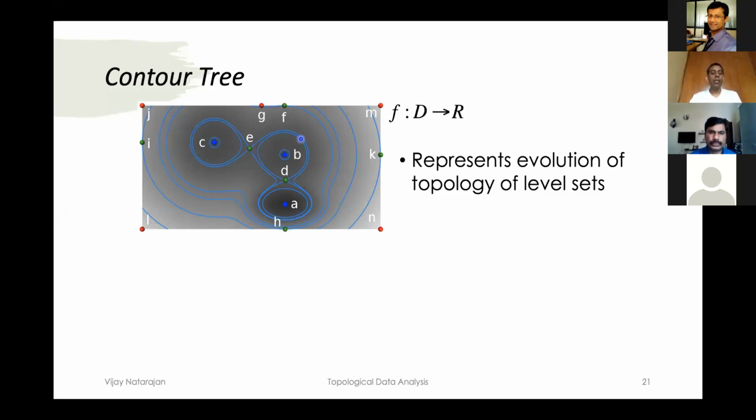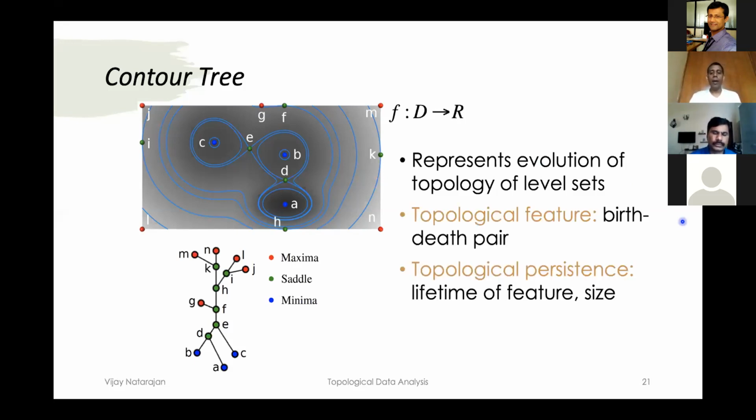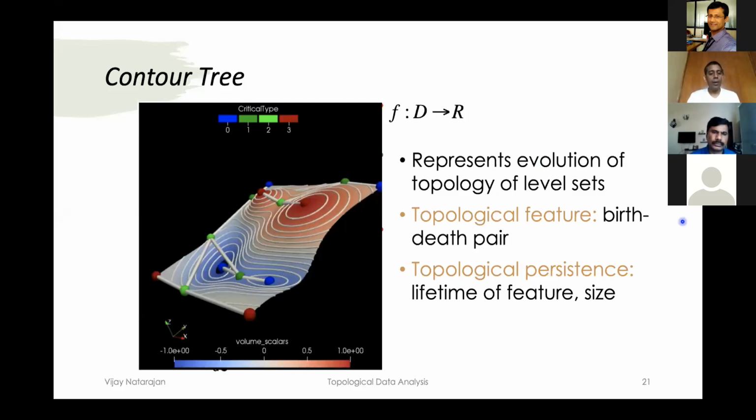So you can see that these level sets change their connectivity. They go from one component to two components and then merge and so on. This evolution is stored in the form of a tree. This tree is called the contour tree. So in order to understand this, let's look at an animation, right? And see how this tree evolves.